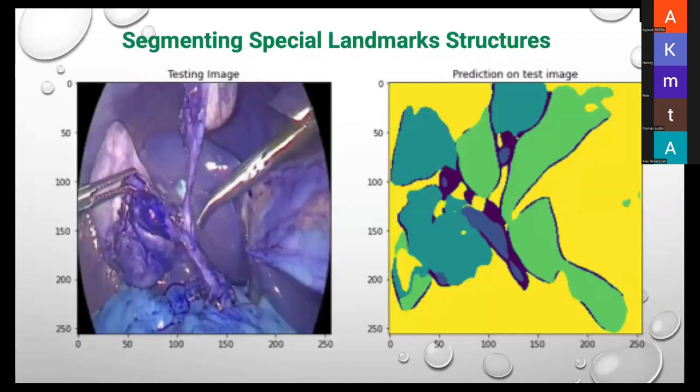Also here we have segmentation of special landmark structures. This is a very unique case in the world. We have 2 gallbladders, 2 cystic ducts, 2 cystic arteries. Although our system didn't see this before, because this is a very unique case, the trained model can predict each part efficiently. And this was wonderful.